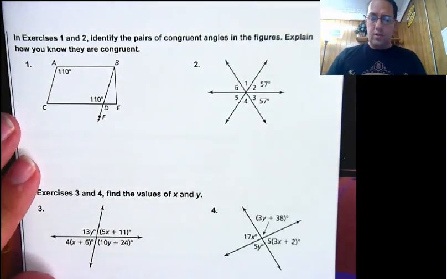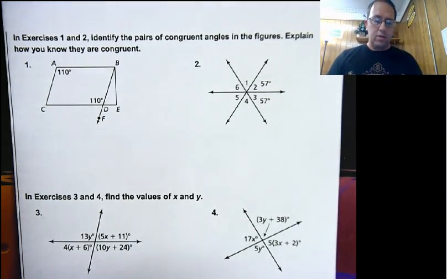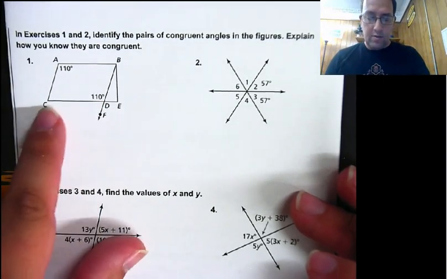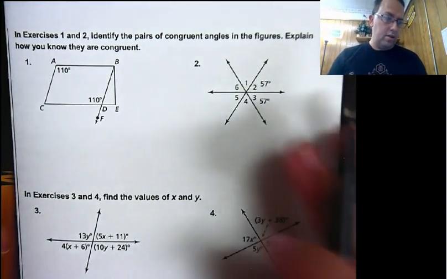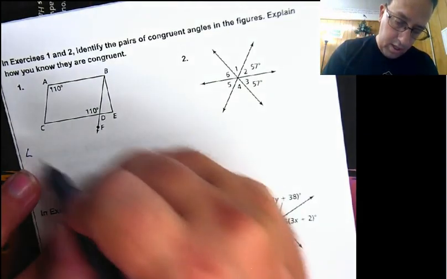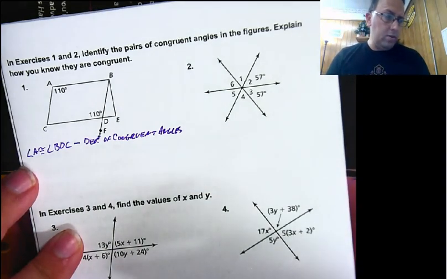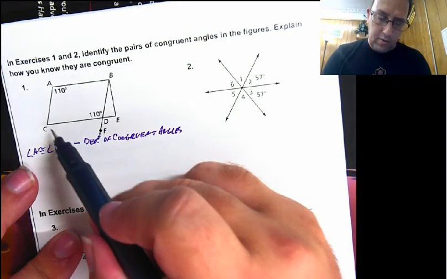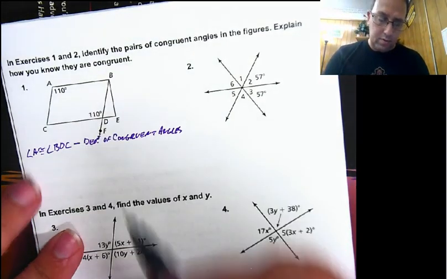Next, exercises 1 and 2. We want to identify pairs of congruent angles and explain how you know that they are congruent. So let's look at exercise 1. Which angles are congruent to each other? Well, obviously, we have angle A and angle CDB are congruent to each other because they're marked that way, right? Definition of congruent angles. So let's go ahead and put that down. We also have a couple other ones. We have right here some vertical angles, right? So angle CDB is congruent to angle FDE because those are vertical.